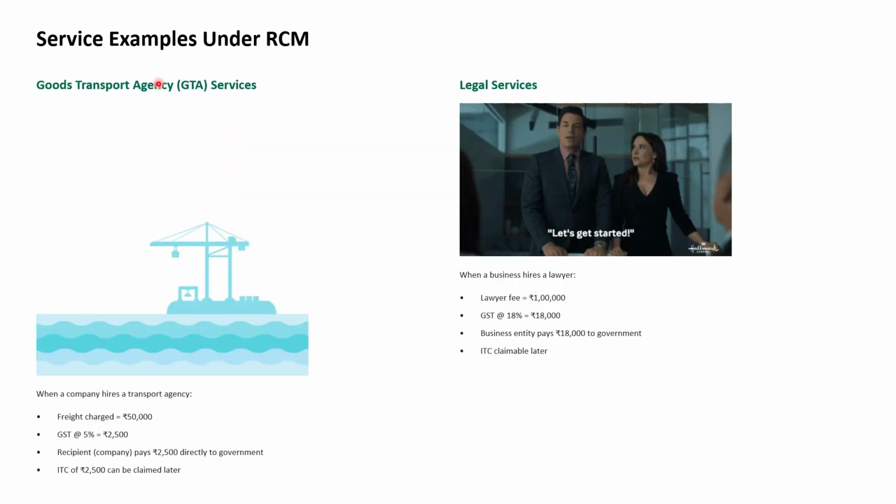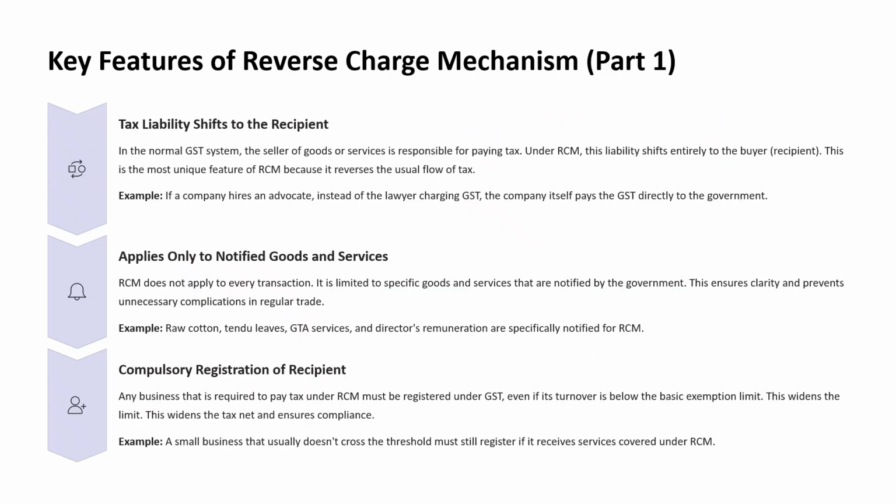Then some examples are there, like goods transport agency. If their services are taken, in that case, the recipient pays 2500 directly to the government and not the goods transport agency. Legal services: in case of legal services, if the lawyer's fee is 1 lakh, GST 18%. In that case, the business entity which is getting that legal service from the lawyer is required to pay 18,000 to the government, and later on they can claim ITC.